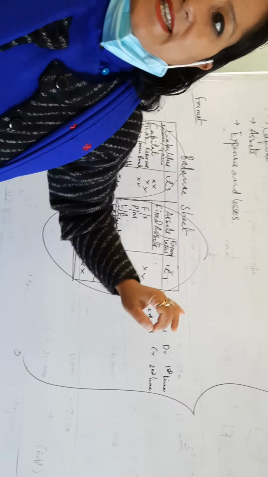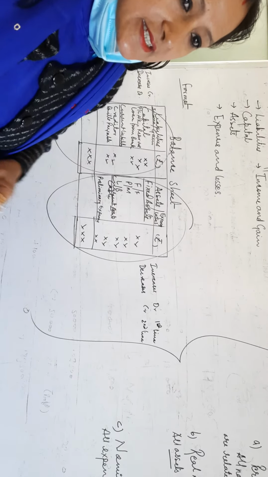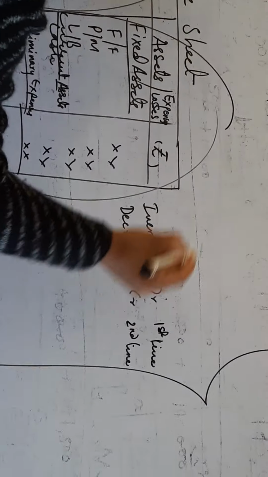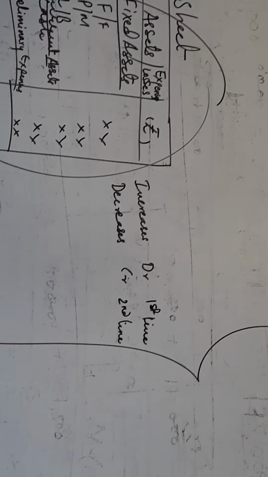First line indicates debit. If we write anything in the first line, then that will indicate debit. Then second line indicates credit.